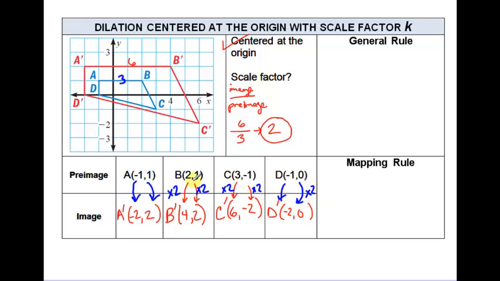So that brings us to a general rule. Why is it all times by 2? Well, that's our scale factor. So here's our general rule. If you want to get a dilation, you need to take all your coordinates and you need to multiply them. Multiply all coordinates, x's and y's, by your scale factor.